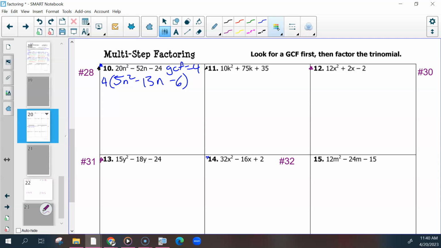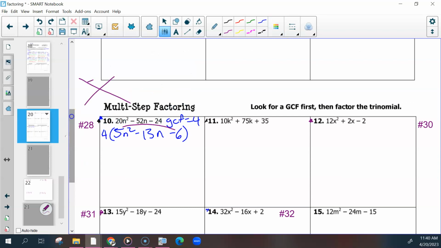And then the process is the same. We just have to keep bringing down that factor 4. So multiply 5 and negative 6 to get negative 30. And you're looking for two numbers that multiply to be negative 30, but add or subtract to be negative 13. What numbers would work there? Yeah. Negative 15, positive 2.